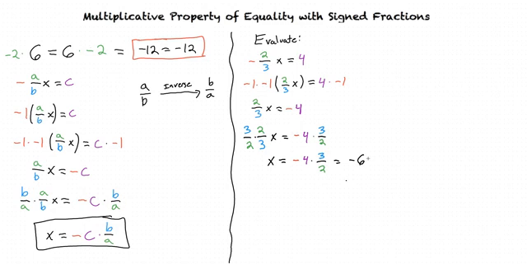So to solve for x when it's multiplied by a negative fraction, we have to first multiply both sides by negative 1, and then multiply both sides by the multiplicative inverse of the fraction. Exactly.